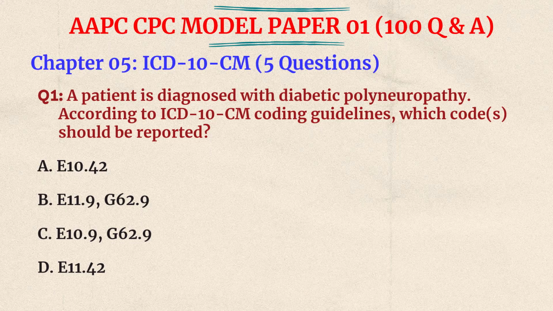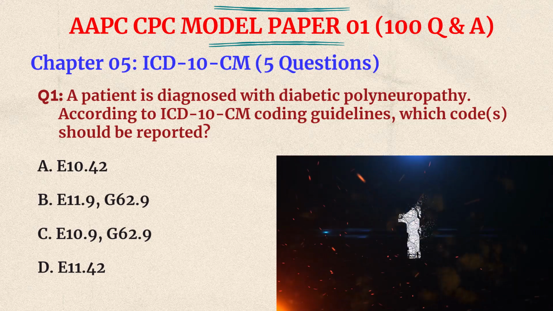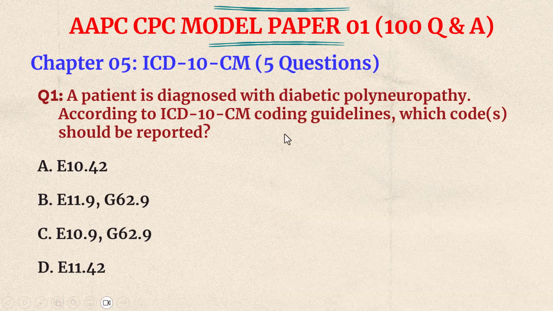Question number 1. A patient is diagnosed with diabetic polyneuropathy. According to ICD 10 CM coding guidelines, which codes should be reported? Here 4 codes are given. So please pause the video for a few seconds and take your ICD 10 code book and find the answer. 3, 2, 1. So let's see the answer.